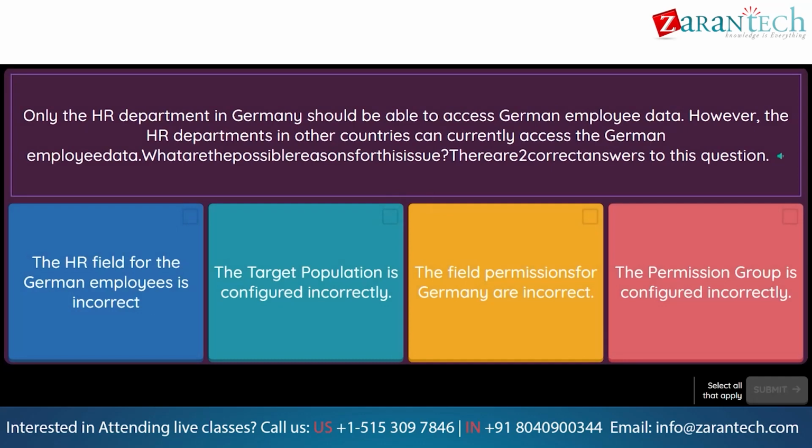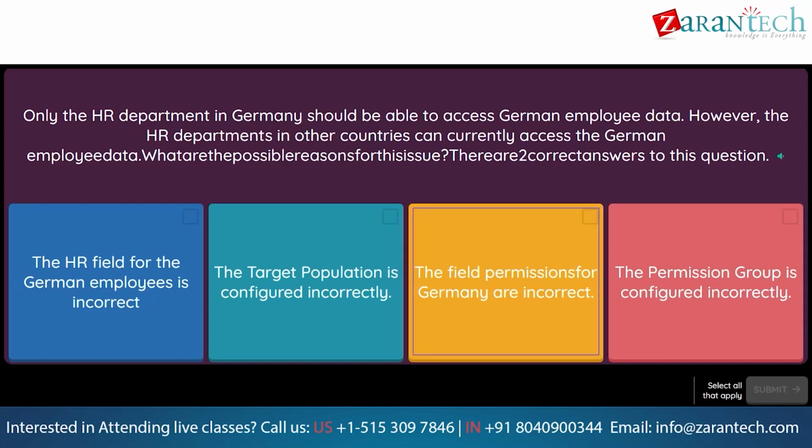Question: only the HR department in Germany should be able to access German employee data. However, the HR departments in other countries can currently access the German employee data. What are the possible reasons for this issue? There are 2 correct answers to this question. Option 1, the HR field for the German employees is incorrect. Option 2, the target population is configured incorrectly. Option 3, the field permissions for Germany are incorrect. Option 4, the permission group is configured incorrectly.